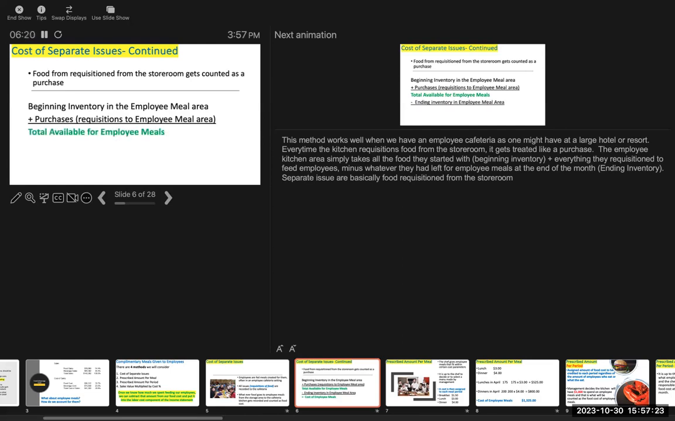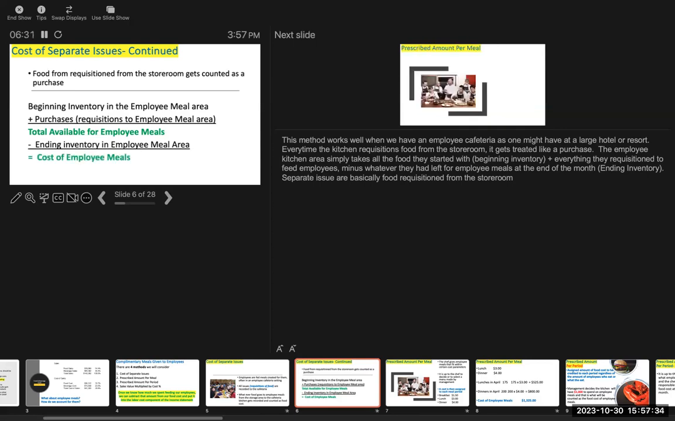That would give us our total available for employee meals. We would then at the end of the month subtract our ending inventory in the employee meal area, and that would give us our cost of employee meals.